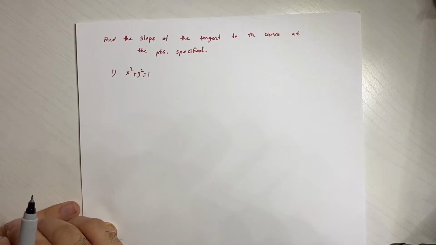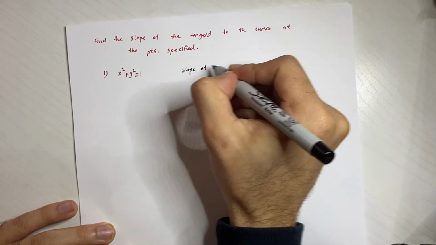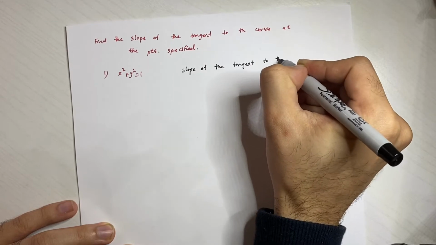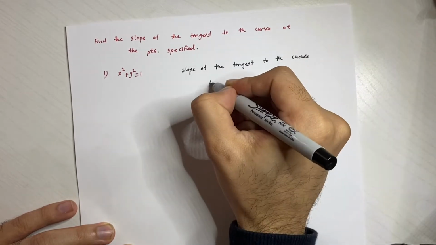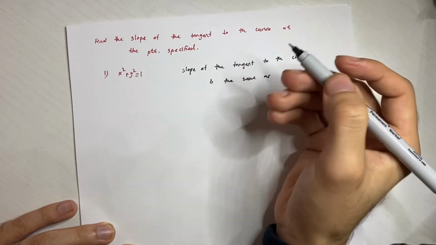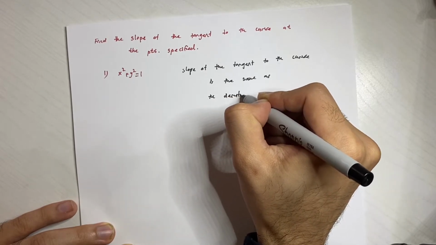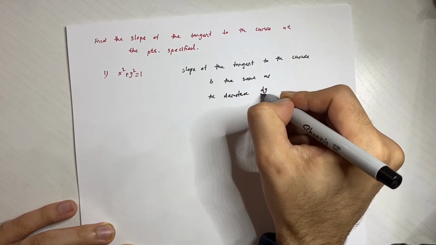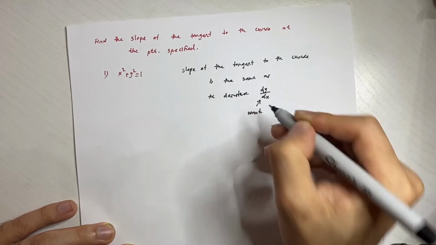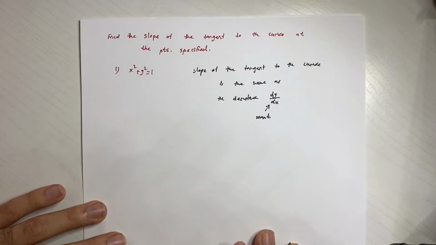Here we have this question. It says, find the slope of the tangent line to the curve at the points specified. So what is the slope of the tangent line? Is it the same as saying the derivative? So what we want to do is differentiate the term we are given and evaluate it at the given points. Remember, dy/dx is the slope and it's the derivative.